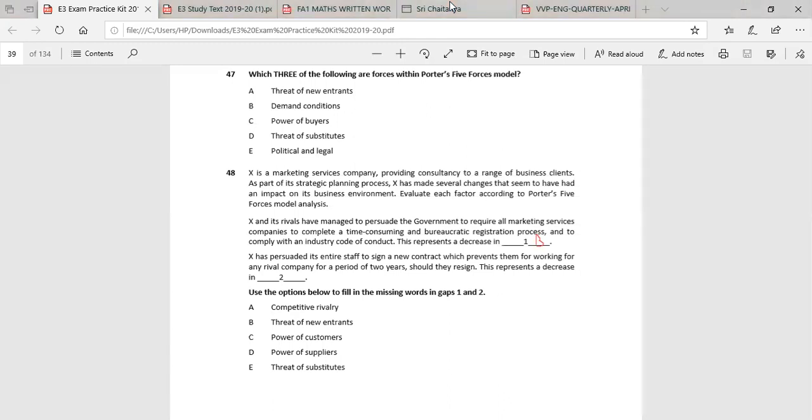All of you are with A. Read the first paragraph. X is a marketing services company providing consultancy to a range of business clients. So they are into providing consultancy services to a range of business clients. As a part of its strategic planning process, X has made several changes that seem to have had an impact on its business environment. Evaluate each factor according to Porter's five forces model analysis.